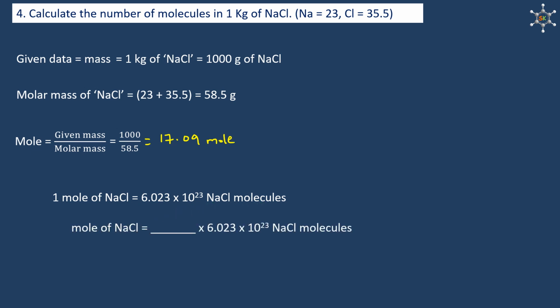So 17.09 mole of NaCl contains 17.09 multiplied by Avogadro number sodium chloride molecules. If we simplify this, we get the answer as 102.93 into 10 to the power of 23 NaCl molecules. Final statement is 1 kg of NaCl contains 102.93 into 10 to the power of 23 sodium chloride molecules.